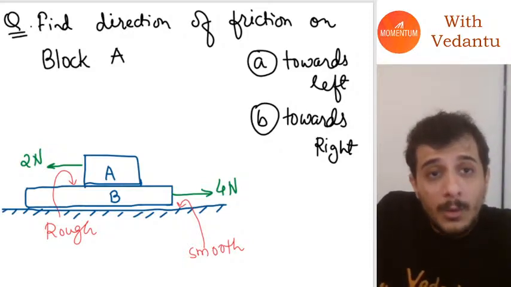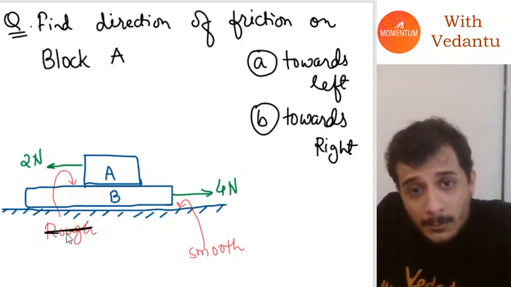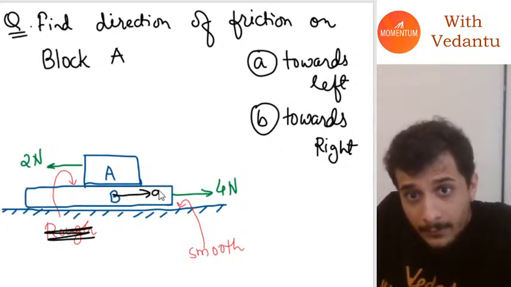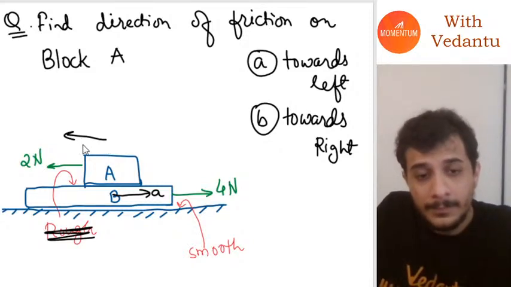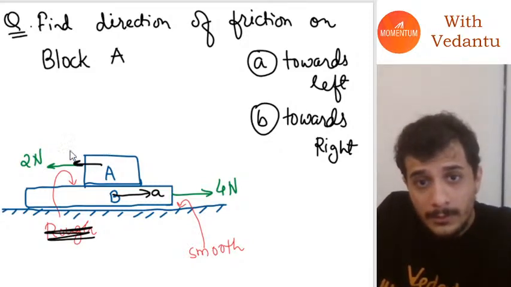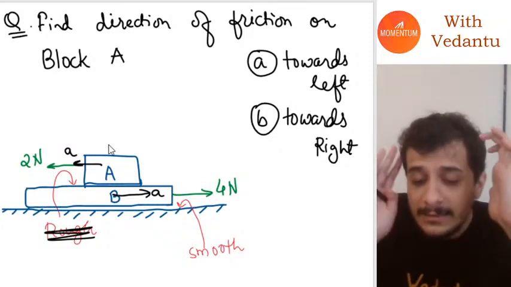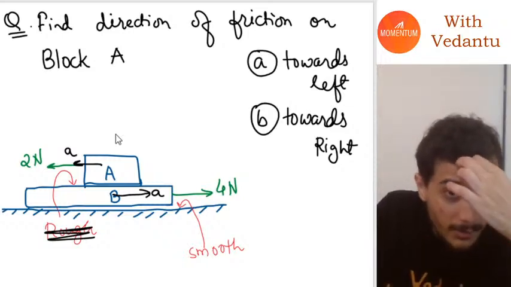See guys, once again, if you forget about friction for a minute, then this body will go in this direction and this body will go in this direction. The top block A will go in this direction. Now friction does not like that relative motion.